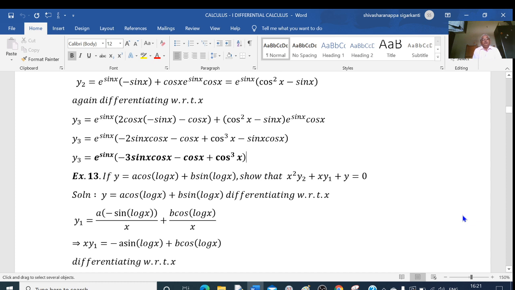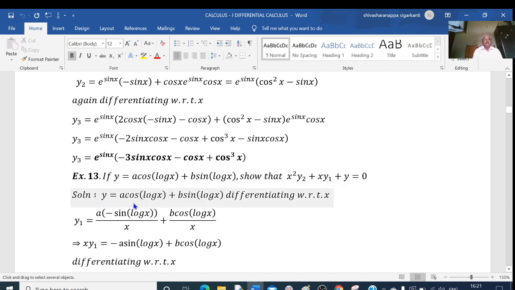In this video, we find nth derivatives of some functions. If y equal to a cos log x plus b sin log x, show that x square y2 plus x y1 plus y equal to 0.